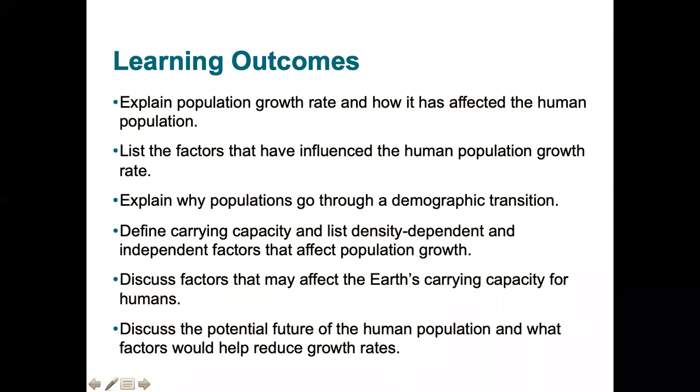And so you have a set of learning outcomes: to be able to explain population growth and the factors that influence human population growth. I explain why populations go through something called a demographic transition. So you have to know what that is to explain it, and then define carrying capacity and list the density dependent and independent factors that affect growth. And then, this could actually be two objectives: discuss factors that affect Earth's carrying capacity for humans, and then discuss the potential future of the human population and what factors would help reduce growth rates.